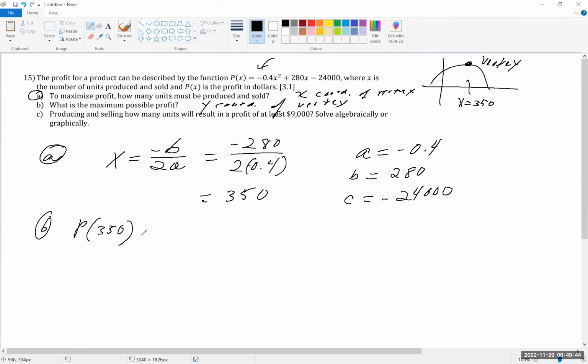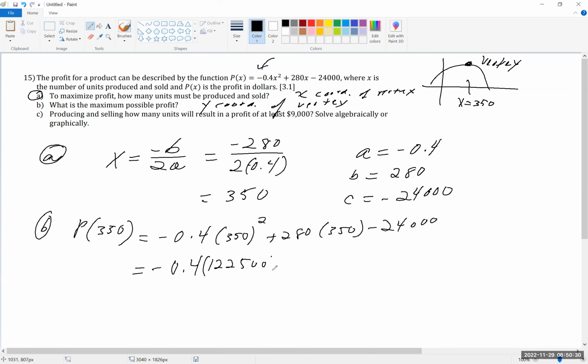And that's just a matter of plugging in 350 into P, which is negative 0.4 times 350 squared plus 280 times 350 minus 24,000. And I guess if you have a calculator, you can put the formula into your equation editor and do it that way, or just do it in steps, which is what I'm going to do. So 350 squared. This is quite time consuming. So if you have a favorite shortcut, like using equation editor in your calculator, then do that.